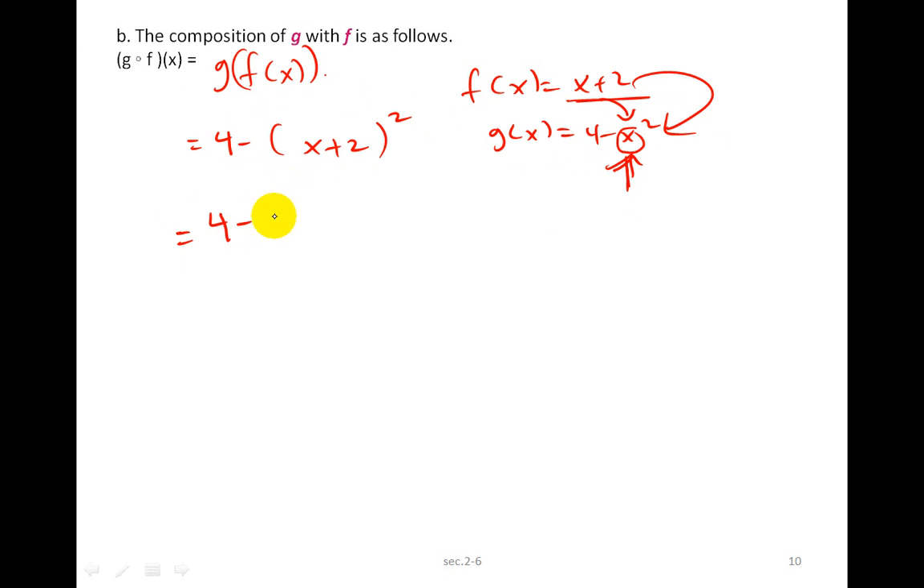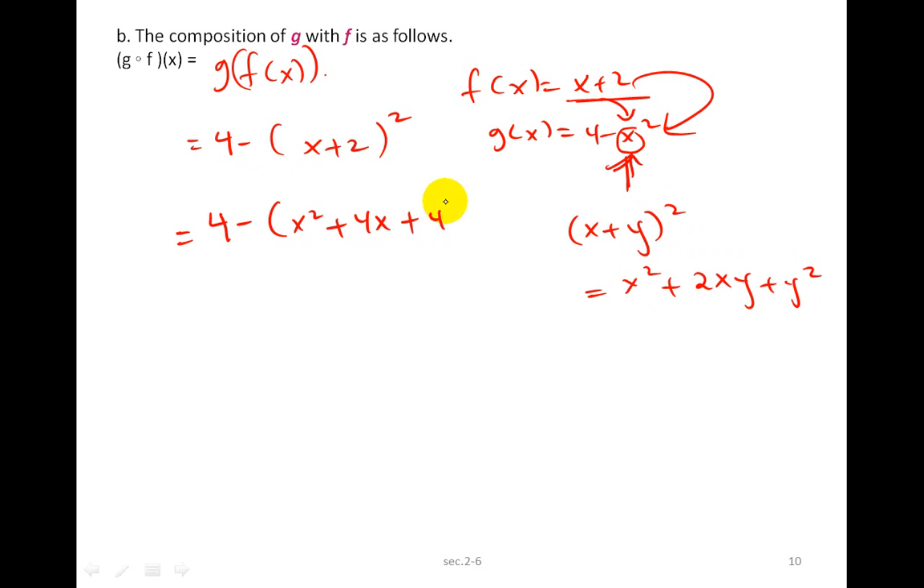Okay, so it will be 4 minus. You have to open this square by using a perfect square. Don't forget the rule for perfect square. If you have x plus y the whole squared, it will be x squared plus 2xy plus y squared. So here, applying this rule, it will be x squared plus 2 times x times 2 will give you 4x plus 2 squared is 4. Now if you open the bracket, you'll have 4 minus x squared minus 4x minus 4. This 4 will go with this 4, so what will be left is minus x squared minus 4x.